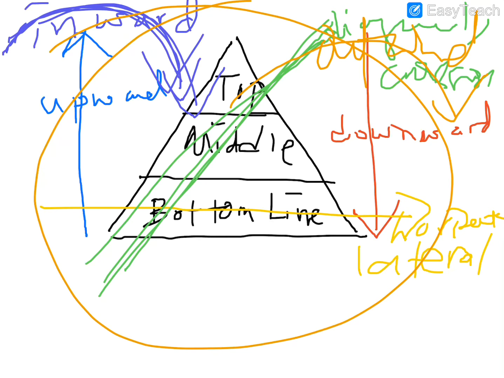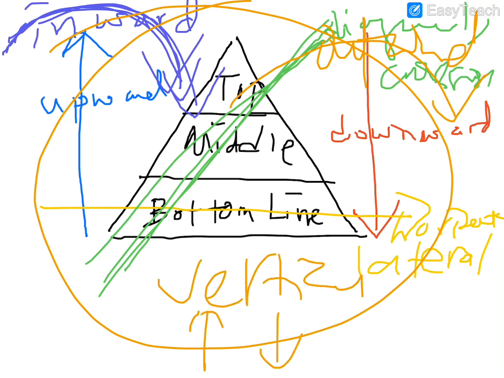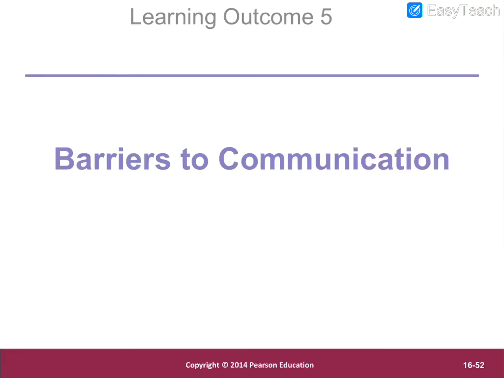We have inward, outward, upward, downward, diagonal, and also lateral or horizontal. And we have vertical and horizontal. Under vertical we have upward and downward, and under horizontal we have lateral. Okay, I hope you can understand more regarding the direction of communication.